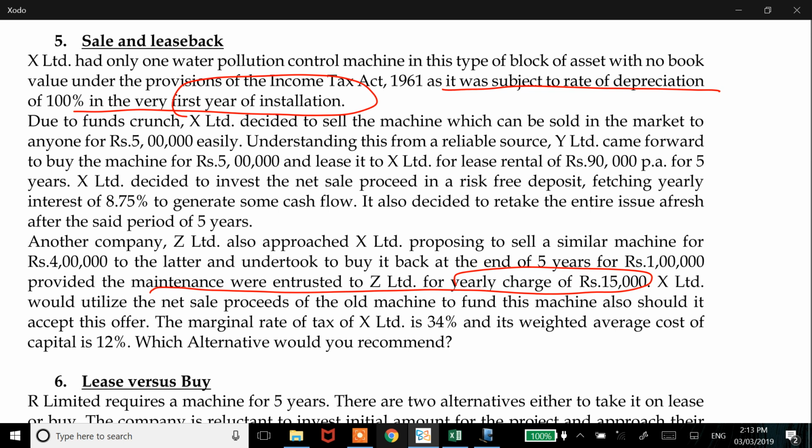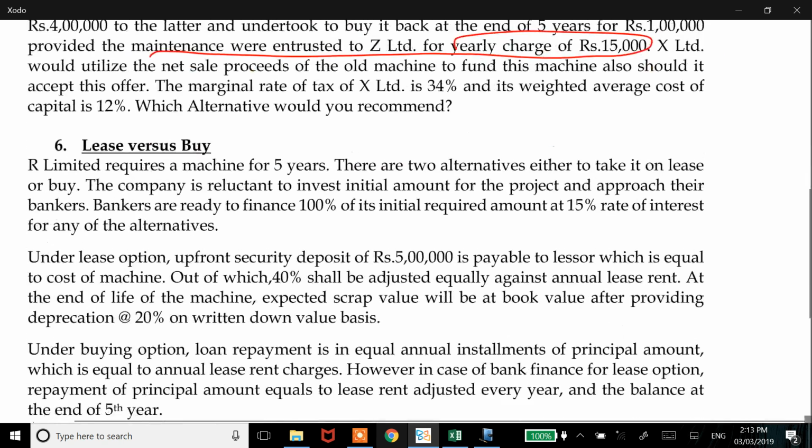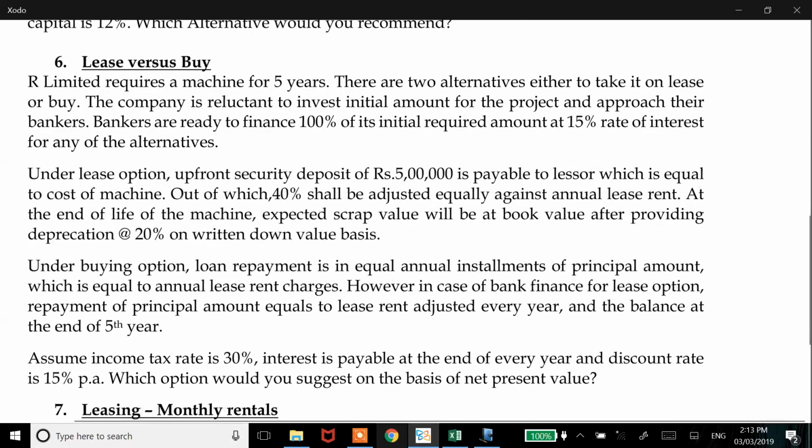Clear? Any doubts on this? Can we proceed? Let's move to the 6th question. Please go through the question.